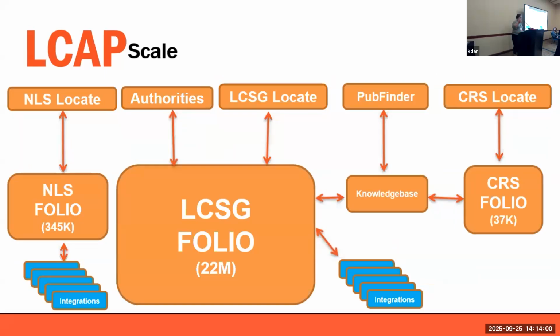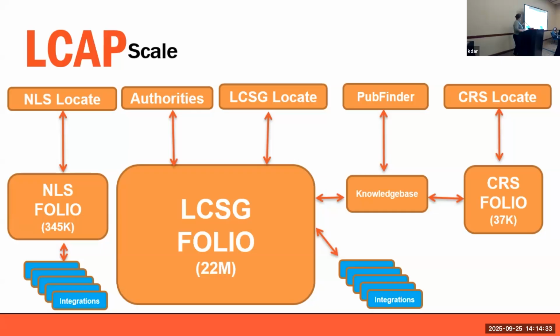So in our old Voyager implementation, we had separate databases for the National Library for the Blind and Print Disabled, as well as the Congressional Research Service. Those ended up being separate implementations of FOLIO. So we implemented 3 separate FOLIO systems with 3 separate locales. We also have a separate OPAC for our authorities that we call the Authority Search application. We also use PubFinder for e-resources.